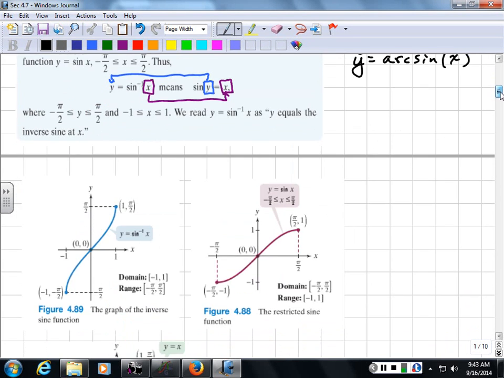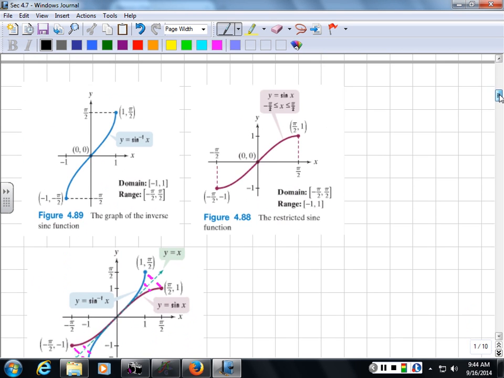All right, this is what we're looking at. Okay, here's my sine, my restricted sine. That's my inverse. Notice that the domain here is -π/2 to π/2, and the range is -1 to 1, which means that they flip for the inverse sine. The domain now goes from -1 to 1, and the range goes from -π/2 to π/2. That's important. You've got to remember that.